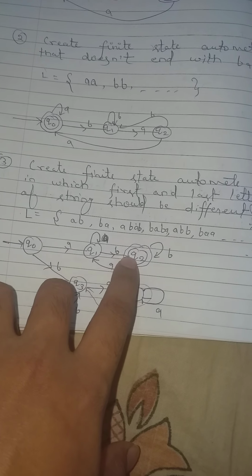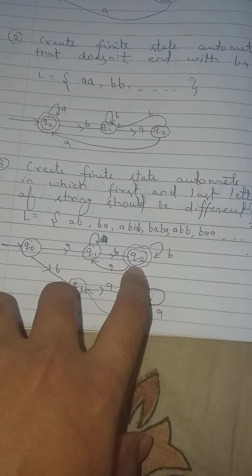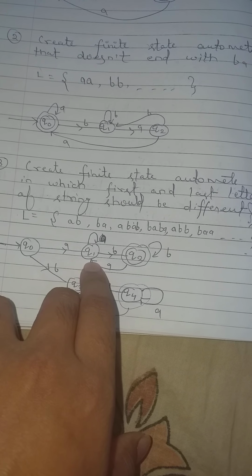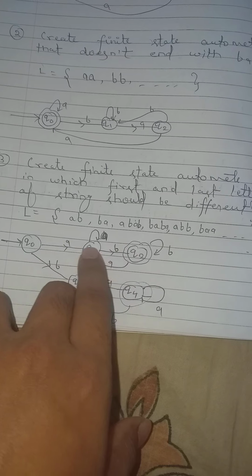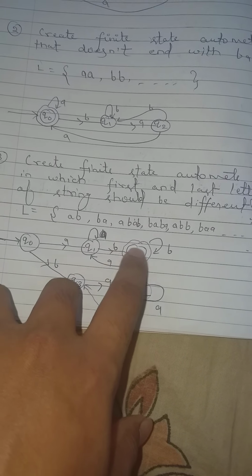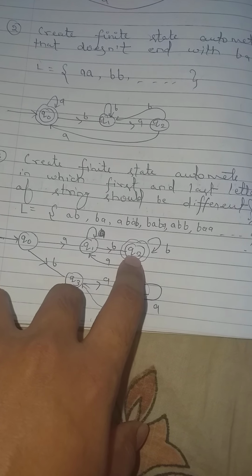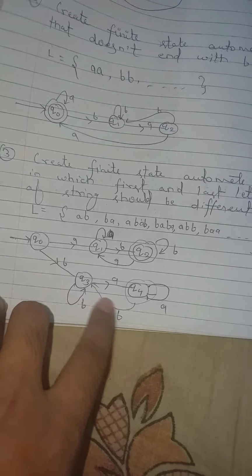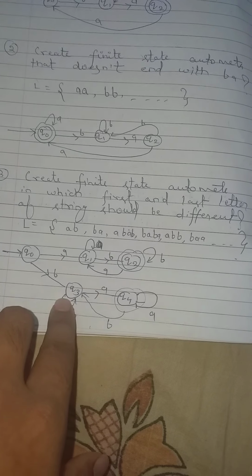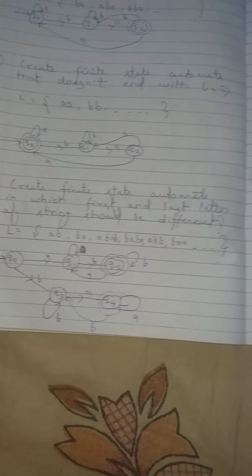Okay, we have b, then again we have a. So what to do? If we have again a, then we should move to q1, so that the last element should be different from a, and again we have b. If we take a self loop on q2, it will be on the final state again. Similarly, for this automata for ba, we will create a self loop like this. So this is the finite state automata.